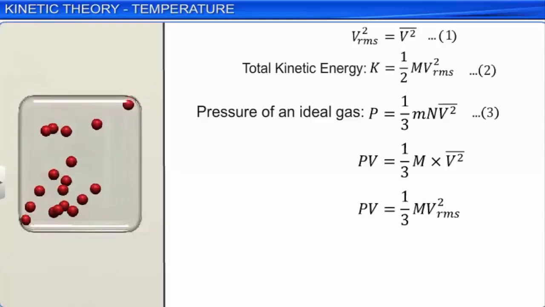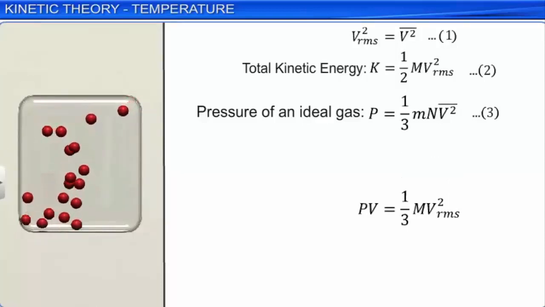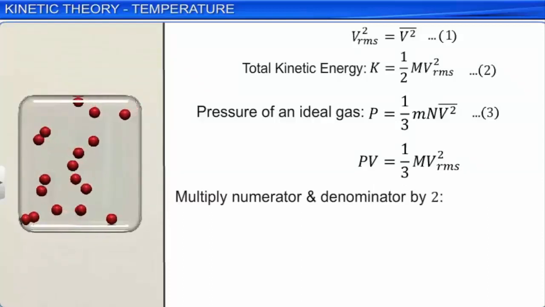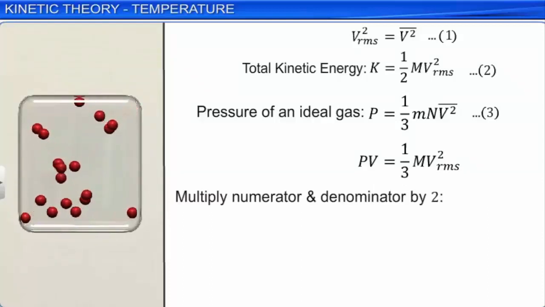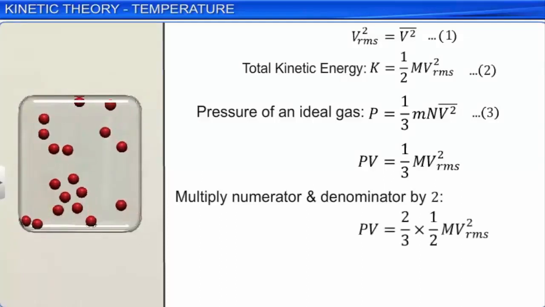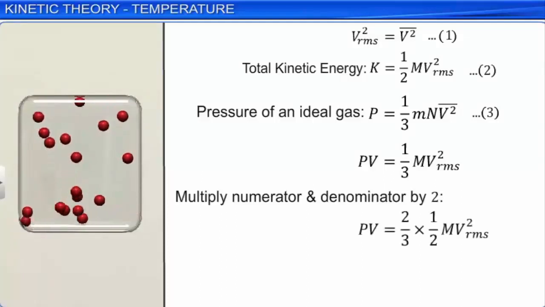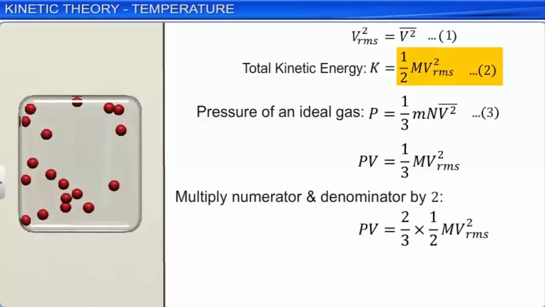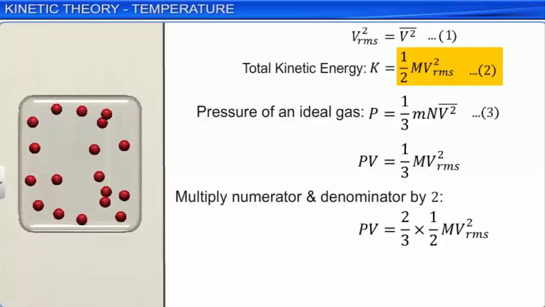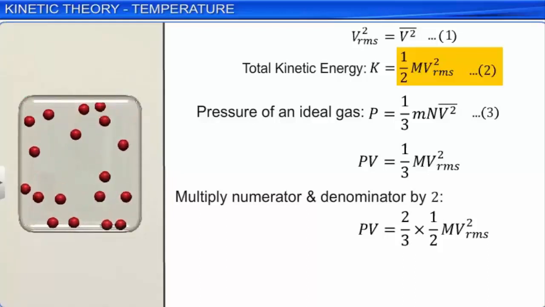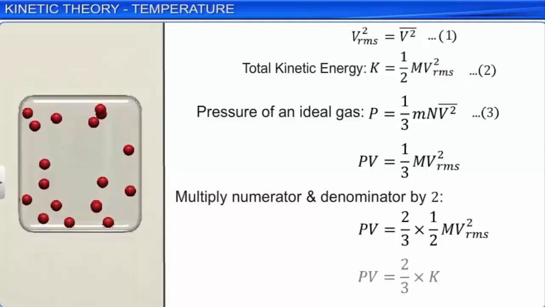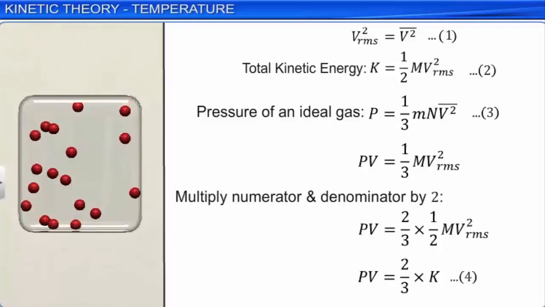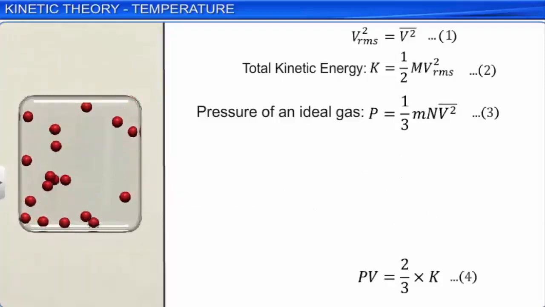By multiplying the numerator and denominator on the right side of the equation by 2, we get PV is equal to 2 by 3 multiplied by half M v_rms square. By substituting the value of half M v_rms square from equation 2, we get PV is equal to 2 by 3 multiplied by K. Let this be equation 4, where K is the total kinetic energy of all the molecules of the given gas.